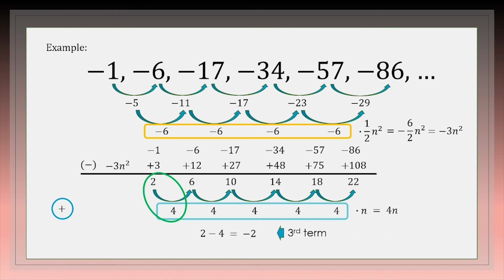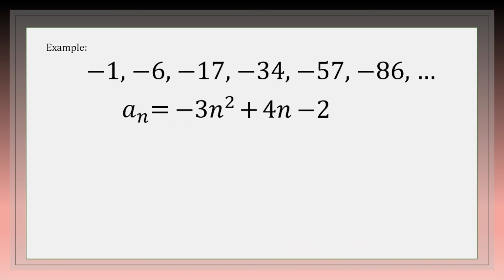So now, i-write na natin yung ating n term. So magiging a sub n is equals to negative 3n squared plus 4n minus 2. Okay? So check ulit natin. So sa 1 naman tayo. So a sub n is equals to negative 3 times 1 quantity squared plus 4 times the value of n, which is 1 minus 2.